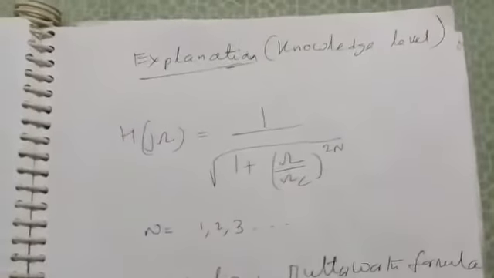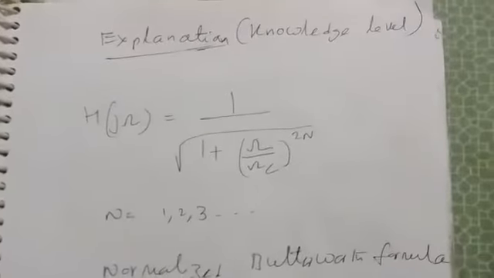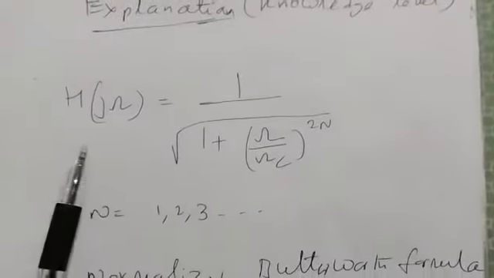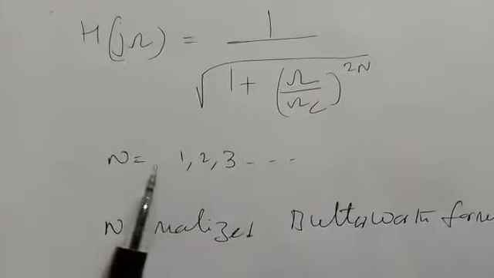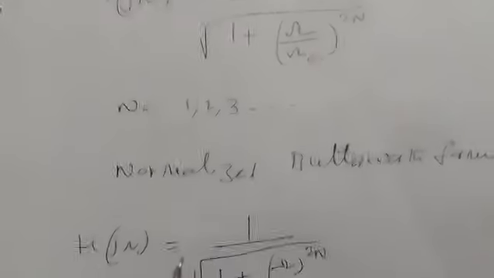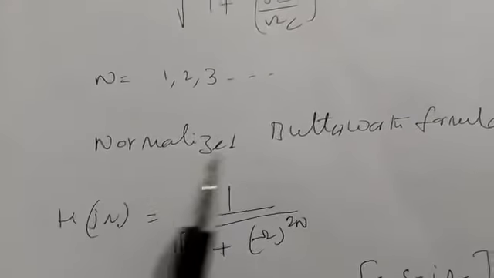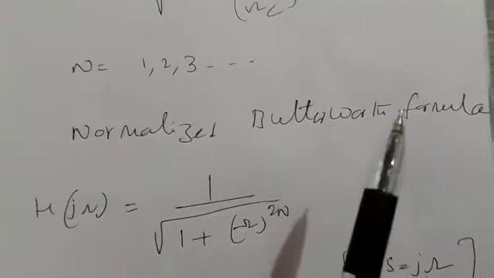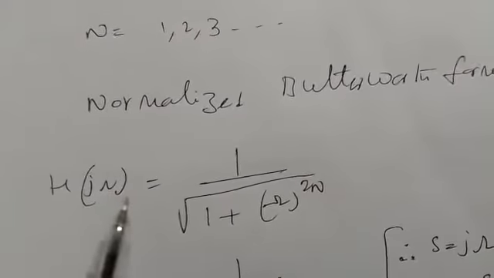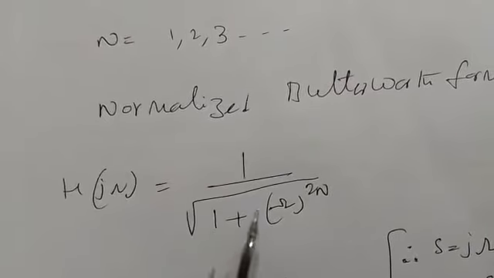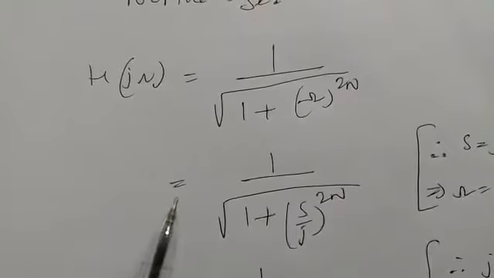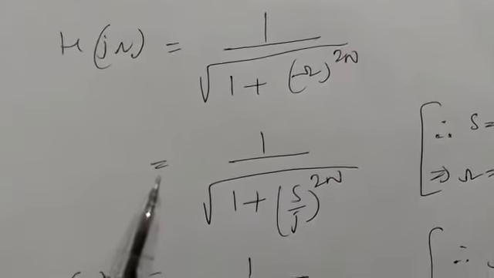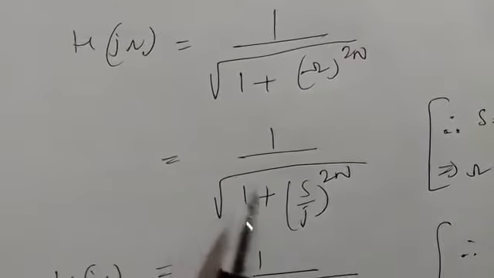And the next topic of this video is the explanation, the knowledge level. Already we have seen that this formula is the Butterworth formula, where n is equal to 1, 2, 3, and we can rewrite this as a normalized Butterworth filter. The Butterworth formula is H of j omega is equal to 1 by root over 1 plus omega to the power 2n, or it can be normalized.